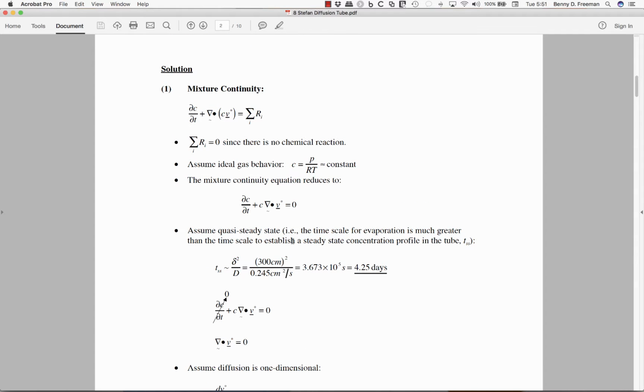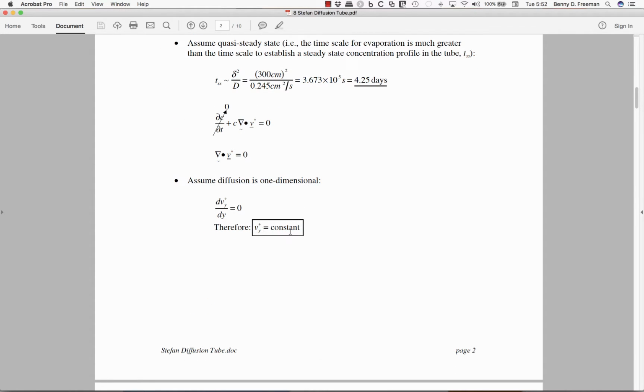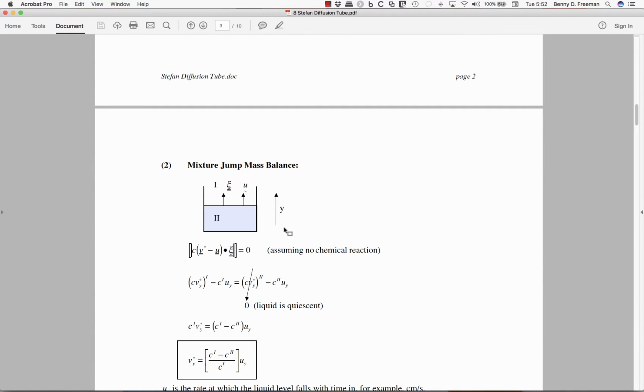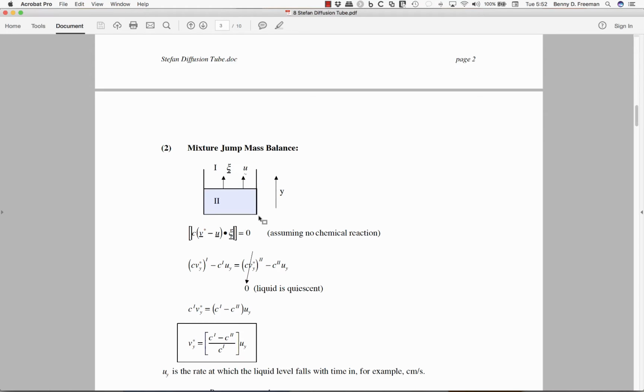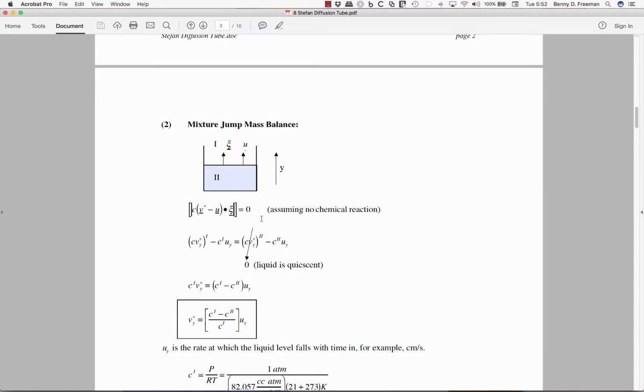And again, like in the previous problem, what we get out of the mixture continuity equation is some information about the value of this molar average velocity, or how it depends on space and time, and we find out that it's constant. To fix the value of that constant, we have to go to the mixture jump mass balance, exactly the way we did in the previous problem. So we start with the mixture continuity equation to see how that average velocity changes in space and time, and then we go to the mixture jump mass balance to get more information about an explicit value for that molar average velocity.